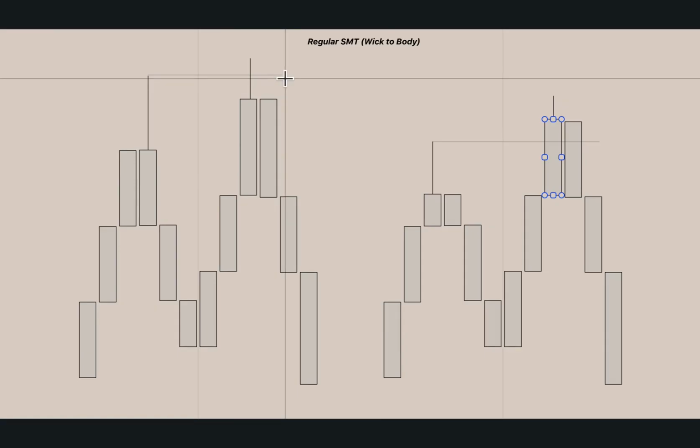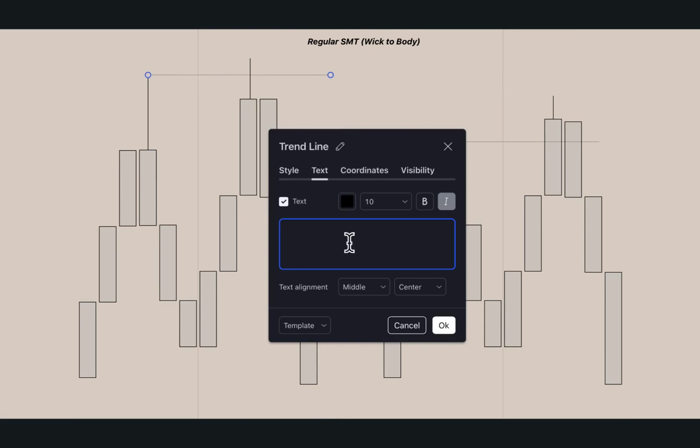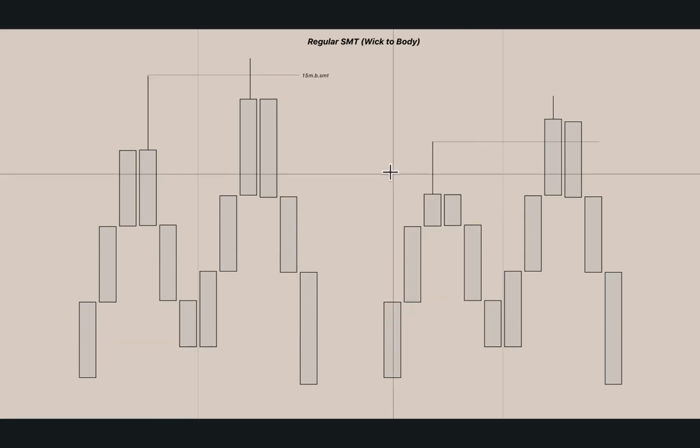And so how you'll see me label the regular SMT is you'll often see that I label it as just the letter B, just to represent wick to body. So let's say this is a 15-minute SMT, then I would just annotate it as a 15-minute period as a space. I just think it's cleaner. So period, and then B, and then SMT. So that's how I would annotate this SMT. 15-minute wick to body SMT, and that's how I would label it.